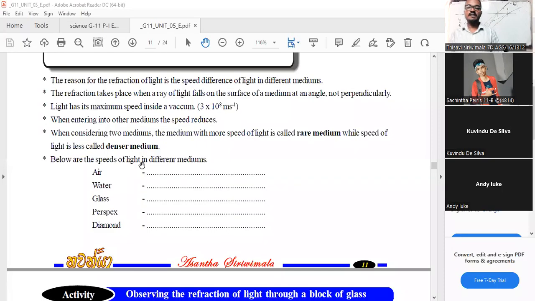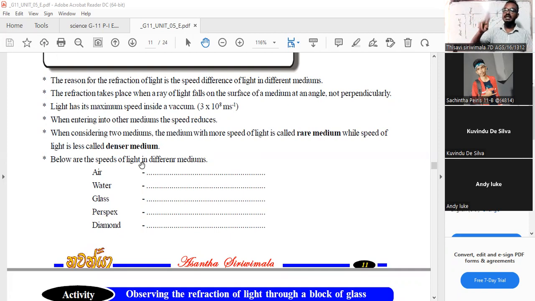Not perpendicular, right? Light has its maximum speed inside a vacuum, 3 into 10 to the power 8 meters per second. You know these things from unit 4, where we discussed the speed of electromagnetic radiation or waves. When entering into other mediums, the speed reduces. When considering two mediums, the medium with more speed of light is called the rare medium, while the one where the speed of light is less is called the denser medium.